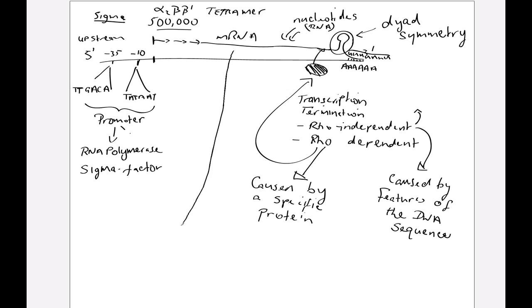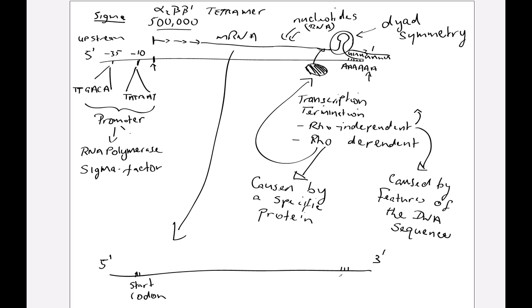The result is a messenger RNA that extends from the 5' region to the 3' region, and it corresponds to the transcription start site all the way down to the termination site. Within this messenger RNA, somewhere along here, we will have the start codon and the stop codon, which are used for translation, but I think that's for an entirely different video.